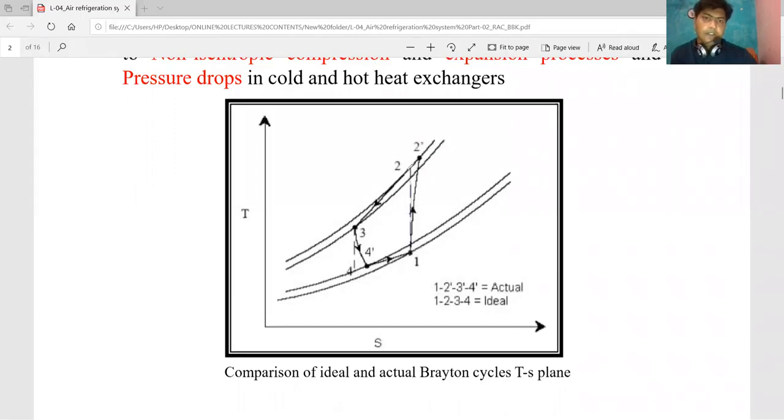Here I show points 1, 2, 3, 4 of the ideal Bell-Coleman cycle, and 1, 2', 3, 4' for the actual Bell-Coleman cycle. Why does it occur? Due to irreversibilities in the compressor and turbine. That's why the actual Bell-Coleman cycle is different.